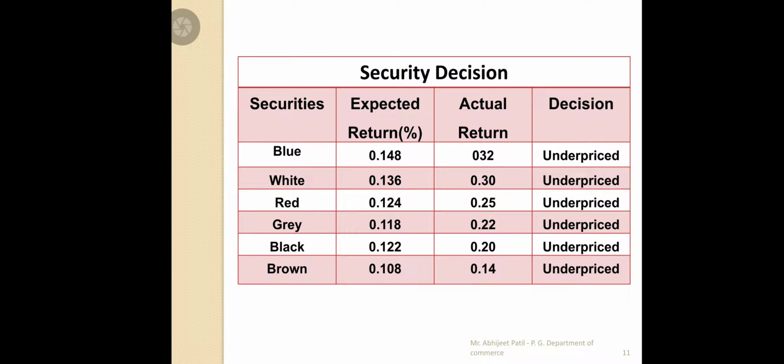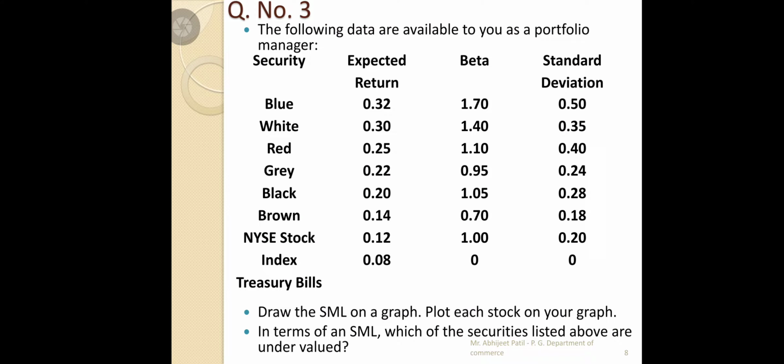And the remaining portion is the graphical representation. Graphically we can draw the security market line. We put beta value on the X-axis and expected returns on the Y-axis. And your security market line always begins at the treasury bill, that is, from 0.08 onwards.